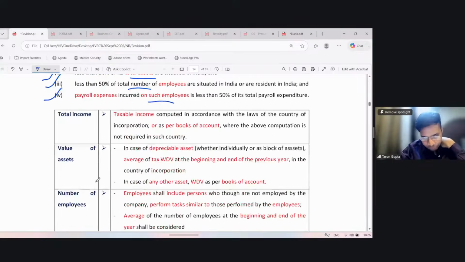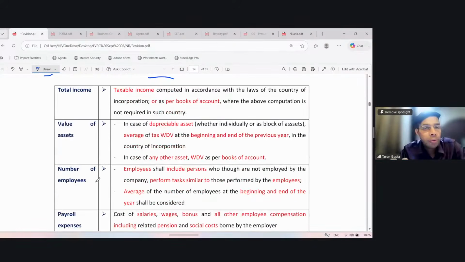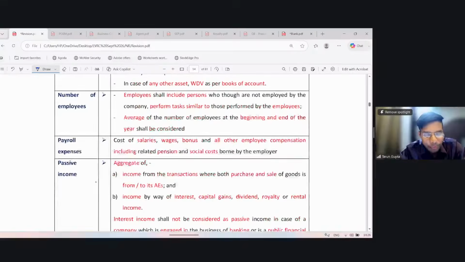Let's understand the meaning of these terms. Total income means taxable income computed in accordance with the law of the country of incorporation, or as per books of account where the above computation is not required. The total income shall be computed as per the law of the country in which such foreign company is incorporated. And if such law does not require or does not have income tax, then the total income is the income as per the books of account. Okay. Now the passive income.